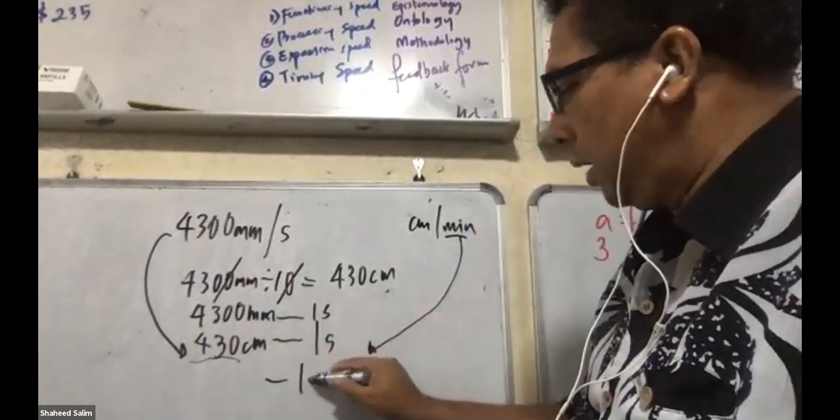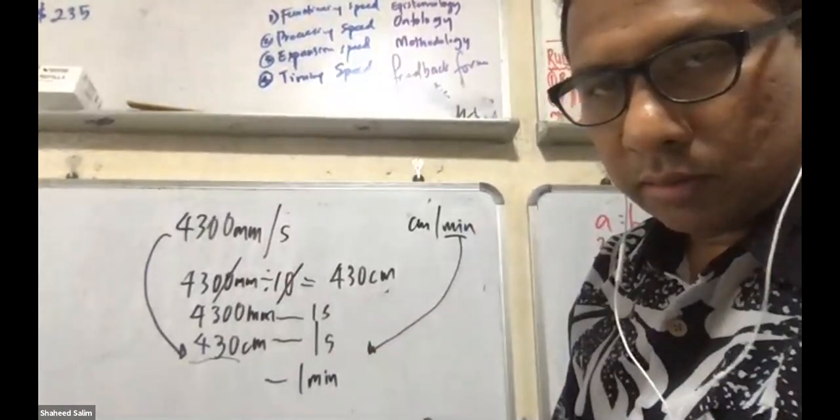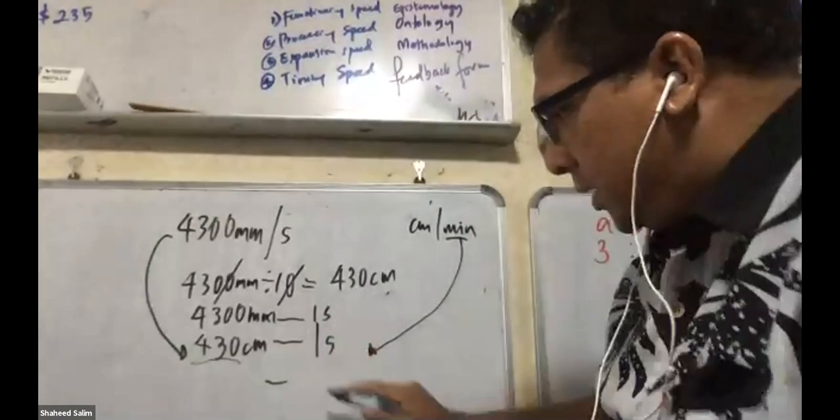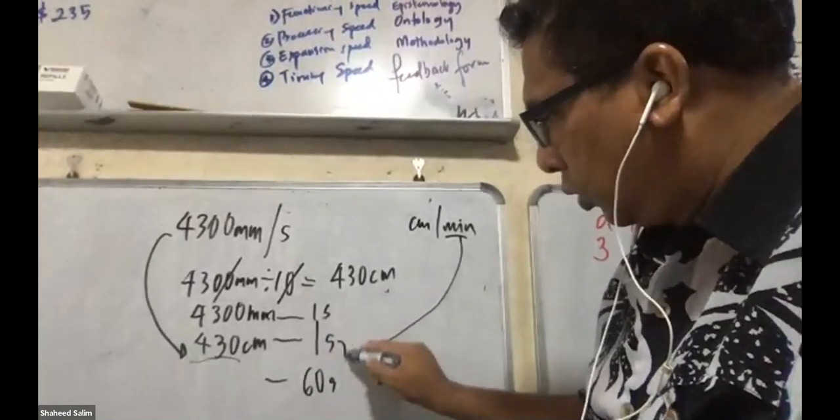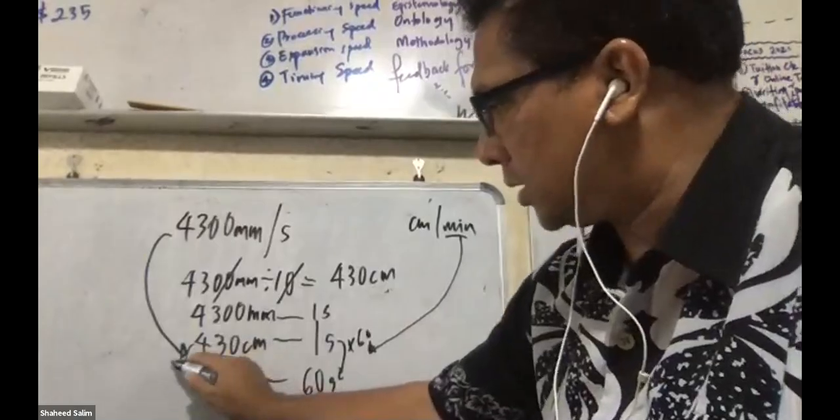Now, you want to change it now down here to minutes. 1 minute, how many seconds is it? How many seconds is 1 minute? 60, right? Yeah. So you need to times this by 60. You times by 60. So down here, you times by 60. Can I go wash my hand? Yeah, please.